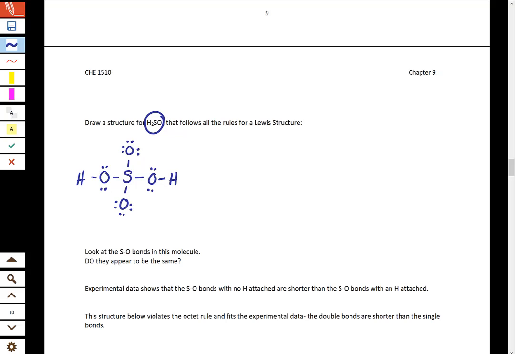So in our Lewis structure, let's look at those SO bonds. Do they appear to be the same? And to me, the answer is yes, right? They are all single bonds. And you might have said, no, two of them have a hydrogen on the other side and two of them don't. And I'm not concerned with what's on the other side. We're looking at what the SO bonds are.